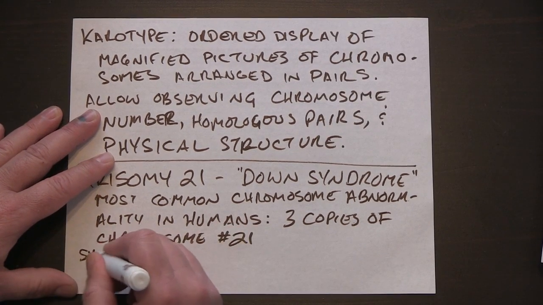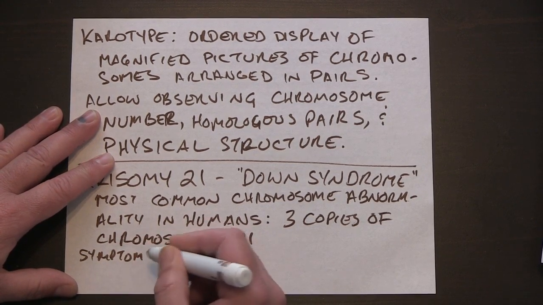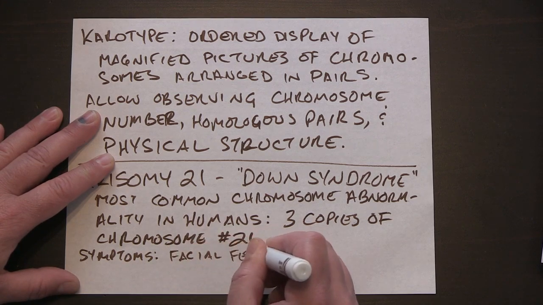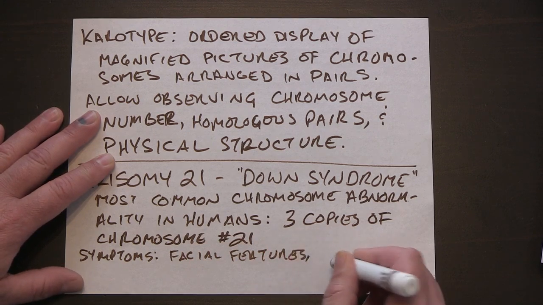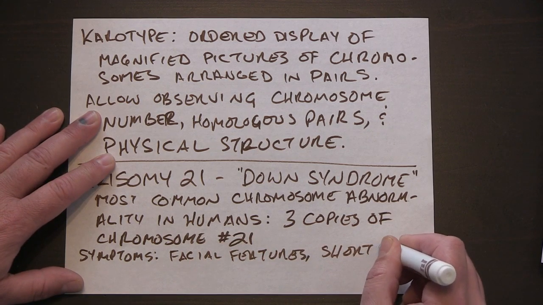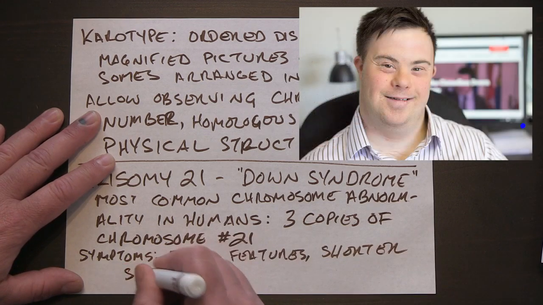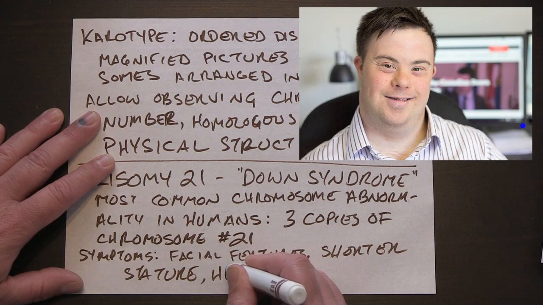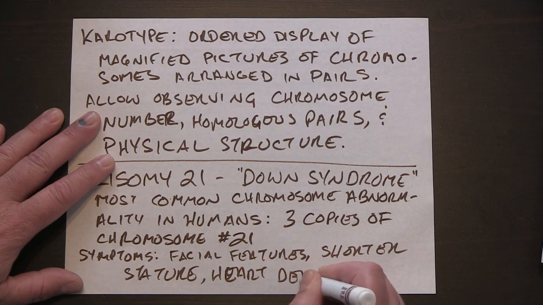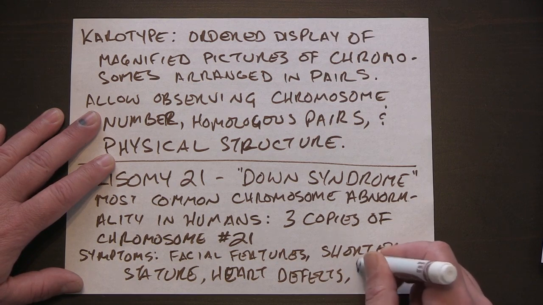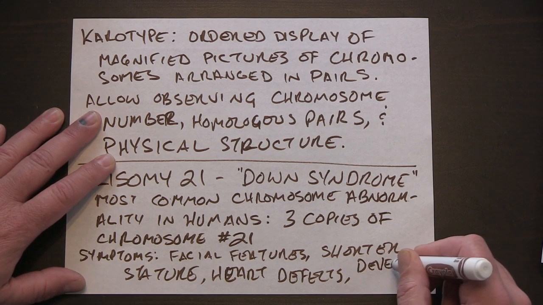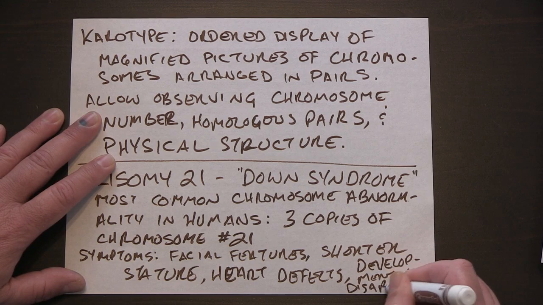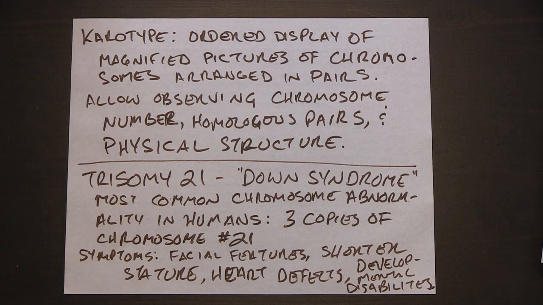The symptoms: there's a characteristic kind of facial features. And they tend to be shorter, let's say shorter stature, how tall they are. They can have heart defects, and some developmental disabilities. Okay.